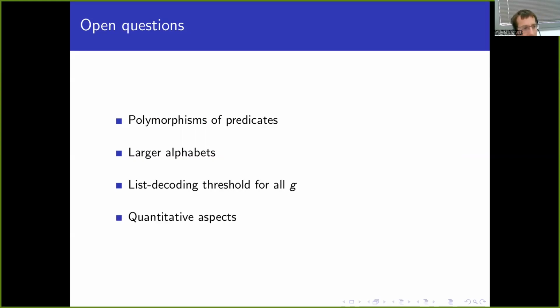And finally, let me mention that there are some quantitative aspects of our results, which we skipped over, but which have some really serious gaps, some exponential and double exponential gaps. So if you're interested, please take a look at the paper.